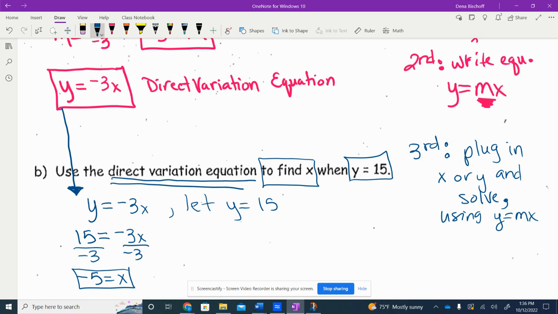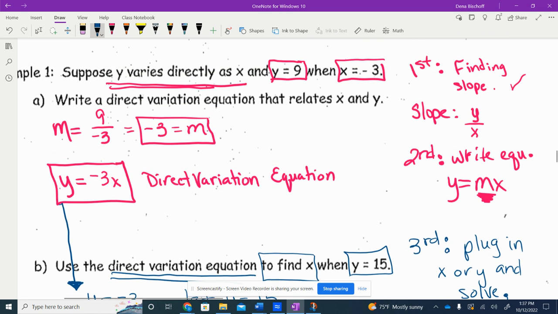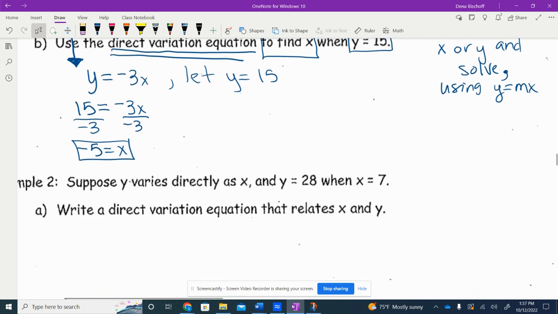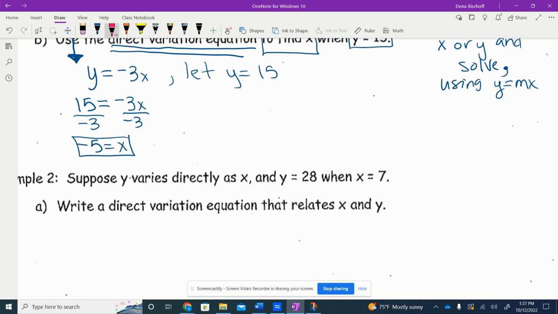I would like to do one more example. I want you to have really good notes because your homework really is interactive, and I want to make sure you know how to do it. So we're using these same steps. First, we're going to find slope, then we're going to write an equation, and then we're going to plug it in. So let's do it again.